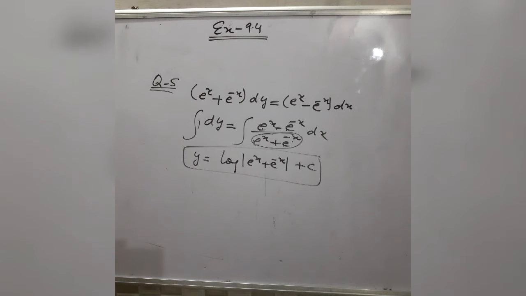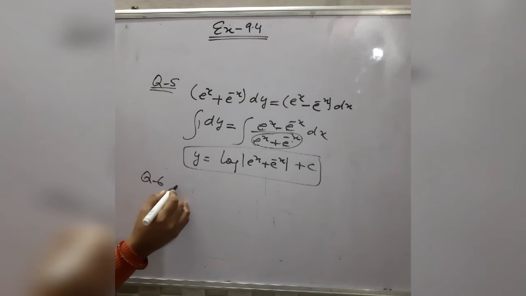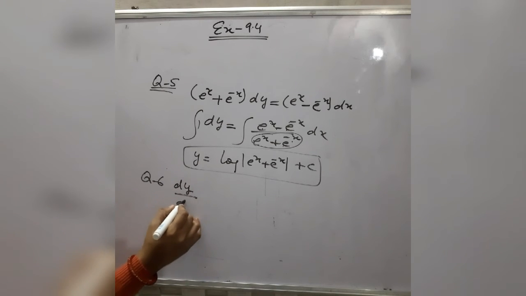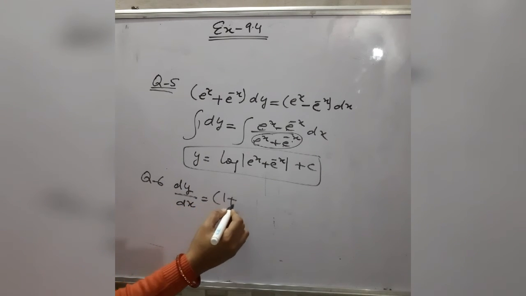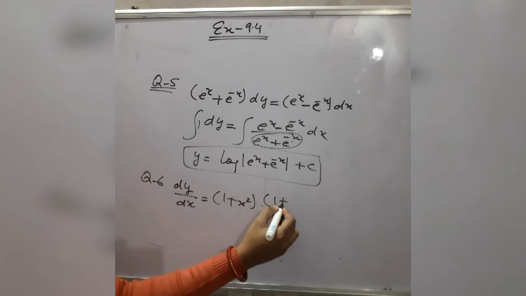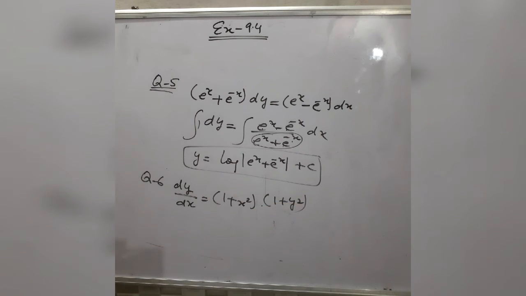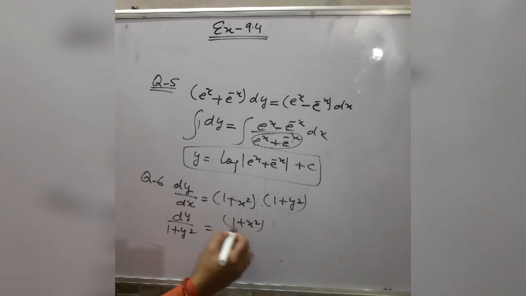Now see question number 6. In question number 6, the differential equation is dy by dx equals (1 plus x square) into (1 plus y square). This is also very simple. Again, taking terms containing the y variable on one side and terms containing the x variable on another side. After that, next step, integration on both sides.